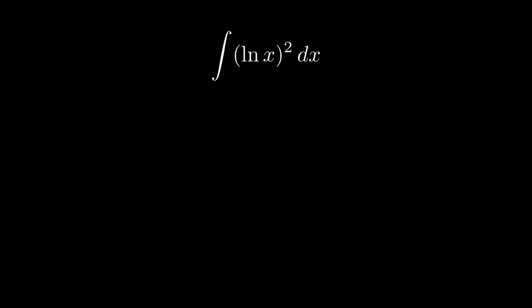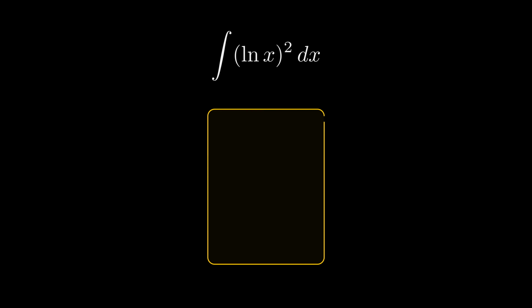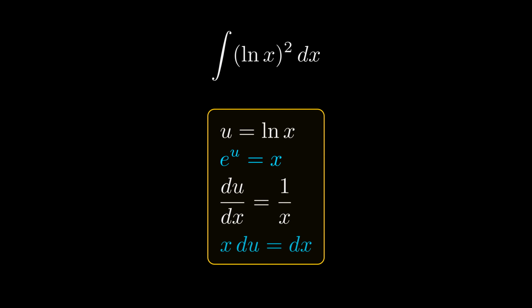So here's the move. If the log is the problem, make the log the new variable. Let u equal the natural log of x. Flip that around. e^u is x. Now differentiate. du/dx is 1 over x. Rearrange. x du equals dx. That little boxed line is the bridge. It carries the whole integral across into u.